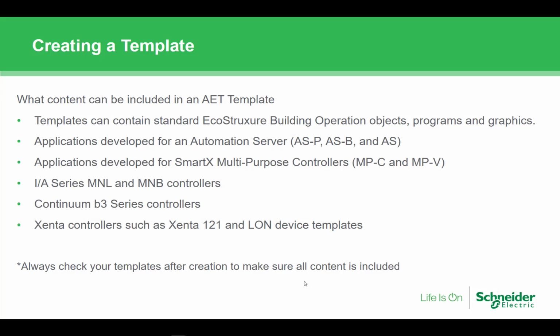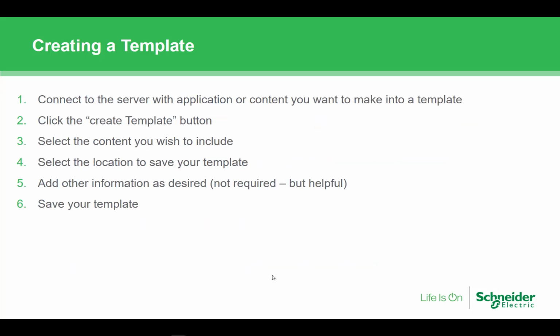It is always advised that you test your templates after creation to make sure they have been created as you expect. The process to create a template is really pretty straightforward and simple. We've already connected to our server that has the application content that we want to make into a template. Now I can simply click on the Create Template button, select the content that I wish to include in that template, select the location to save my template to, add some other information if I desire, and save my template to my computer.